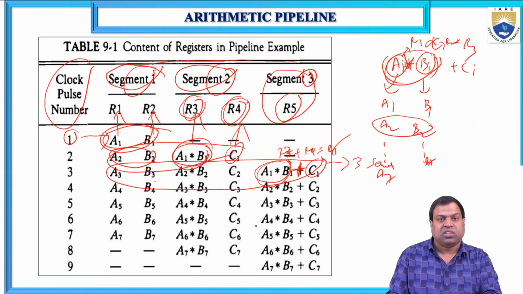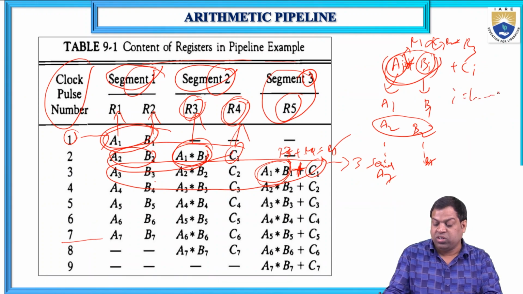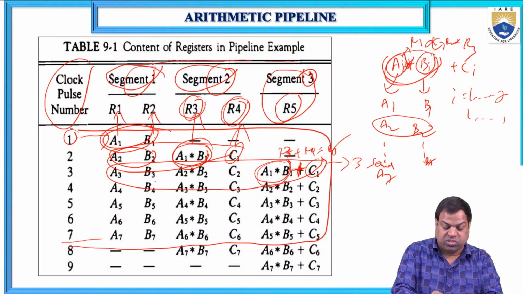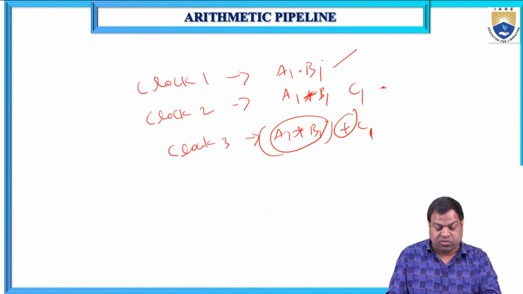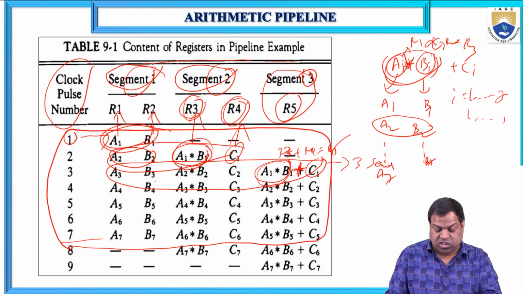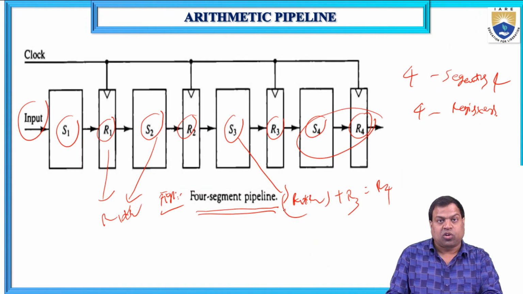It is a clock pulse from 0 to 7, or I am taking 1, 2, 3, 4, 5, 6, 7. Why? Because here i equal to 1, 2, 3, so on up to 7. So clock pulse also we have to take from 1 to 7. So up to now I have started with this 7. So it is a clock pulse with 4 segments: S1 R1, S2 R2, S3 R3, S4 R4.